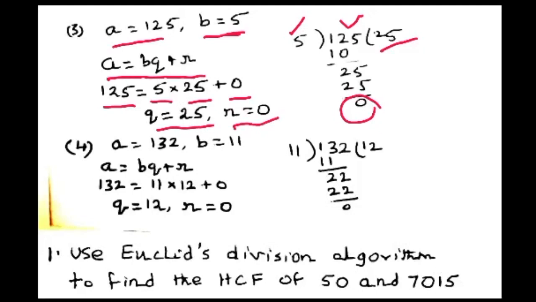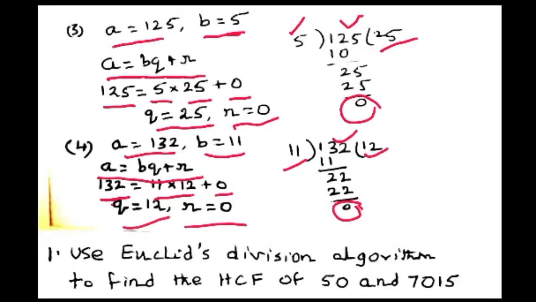Now we consider another example. A equal to 132, B equal to 11. So, when 132 is divided by 11, we get quotient 12, remainder 0. So 132 can be written as the product of 11 multiplied by 12 plus 0. That is, dividend 132 equal to divisor 11 multiplied by quotient 12 plus remainder 0. This is in the form of A equal to BQ plus R. Hence, Q equal to 12 and R equal to 0.